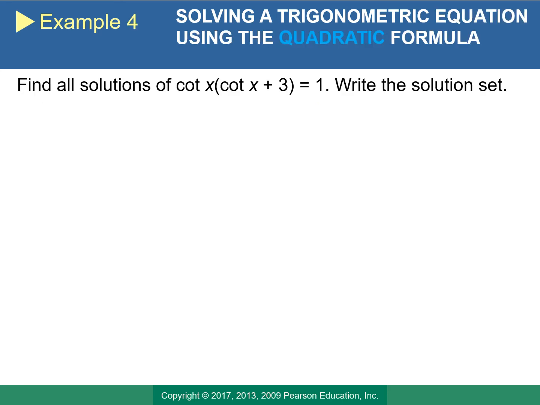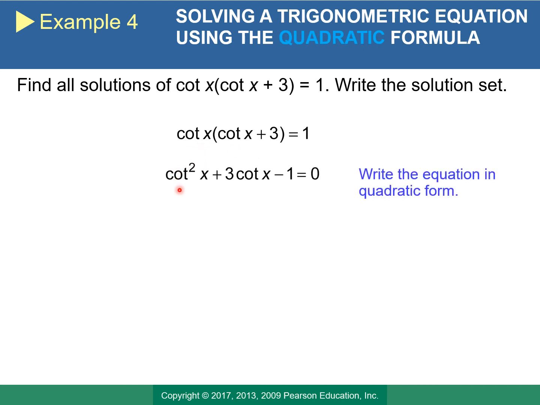Now in this example, we are going to find all solutions of cotangent x times cotangent x plus 3 equals 1, and then write our solution set. Okay, so we have the same trig function present twice, but if you distribute, it's actually squared, so it's a quadratic equation. So we're going to end up trying to factor this if possible, and you can try it. Think of this as a variable on its own. You can say something like y squared plus 3y minus 1, and you can try to factor it.